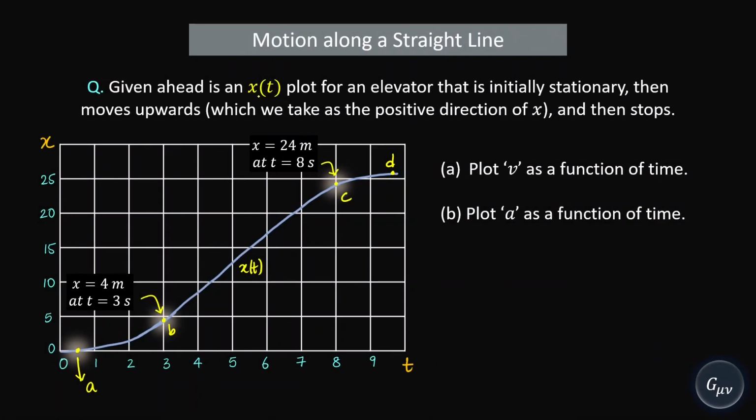So the problem at hand is the following. Given ahead is an x-t plot for an elevator that is initially stationary. It then moves upwards, which we take as the positive direction of x, and then the elevator stops. Part A, plot v as a function of time. Part B, plot a, the acceleration, as a function of time.